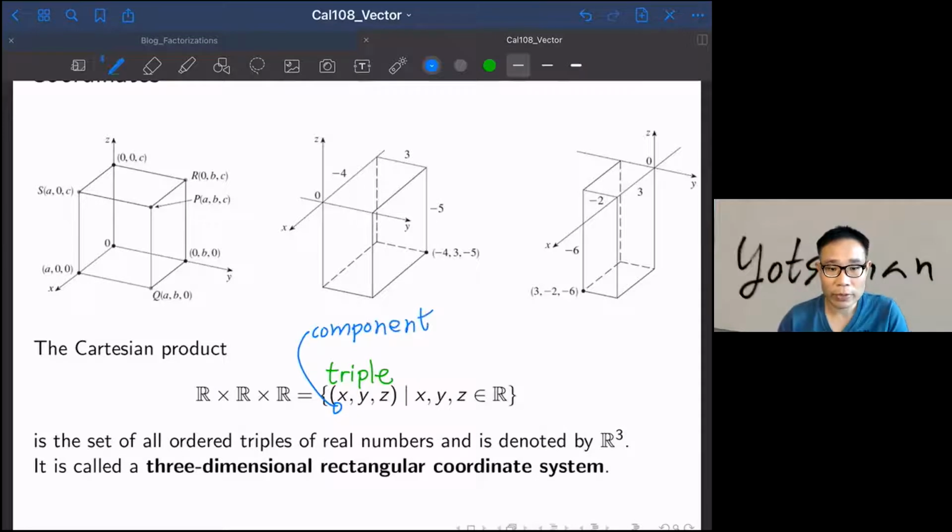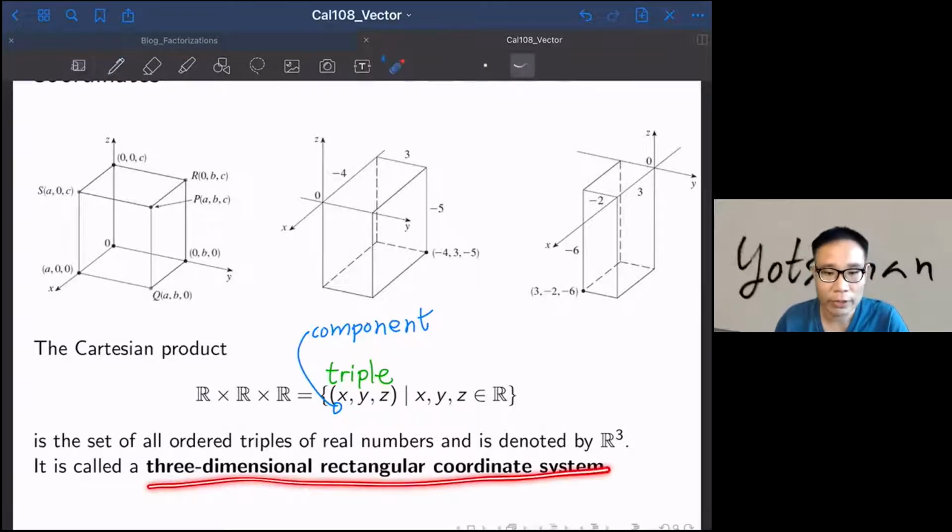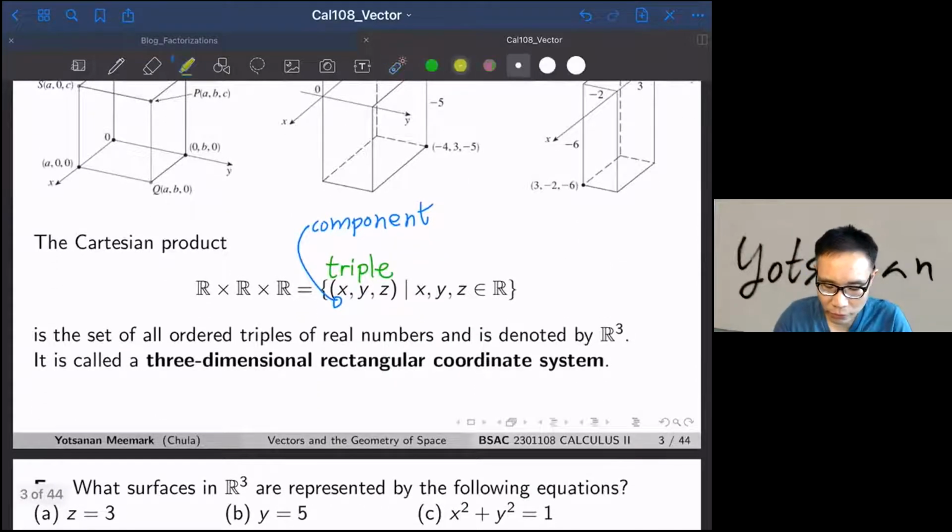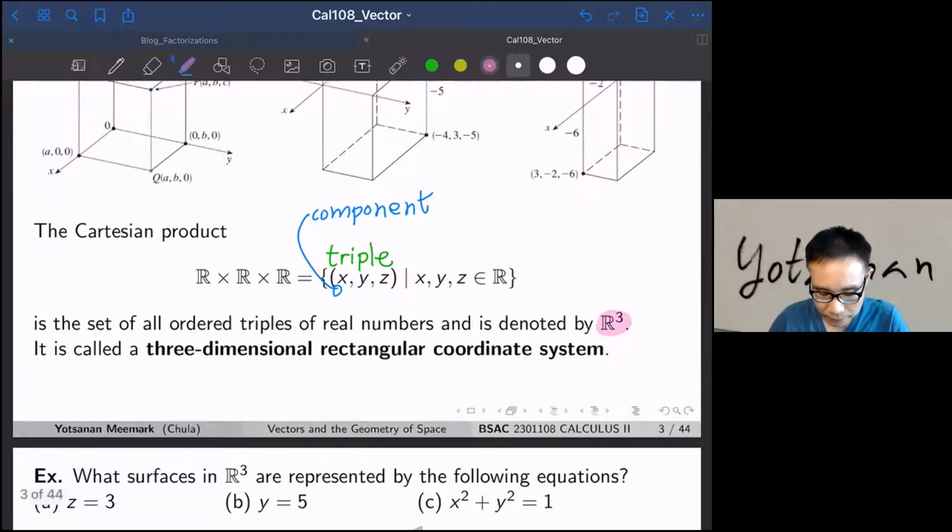So it's going to be the first component, the second component, and the third component, and all of them consist of one triple, and it's going to give us what is called the three-dimensional rectangular coordinate system. The notation that we also use is R3. So it's going to be X, Y, and Z.